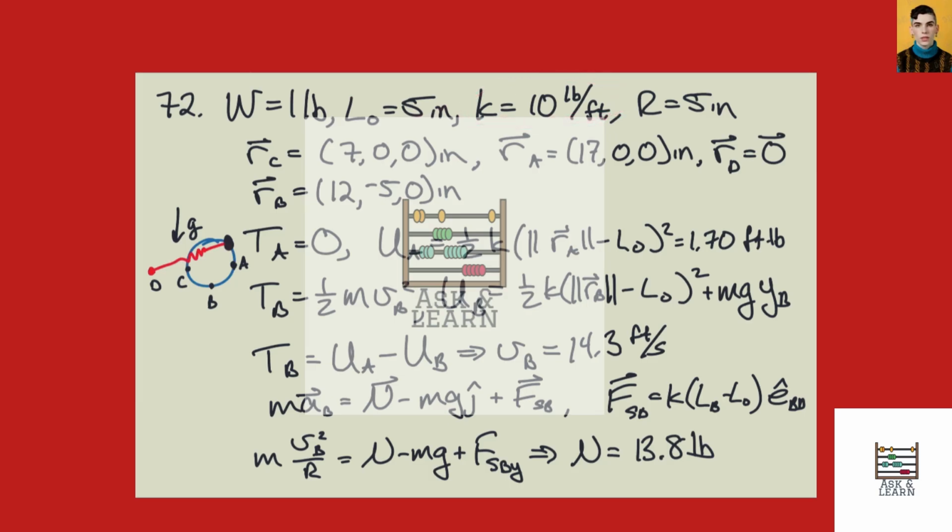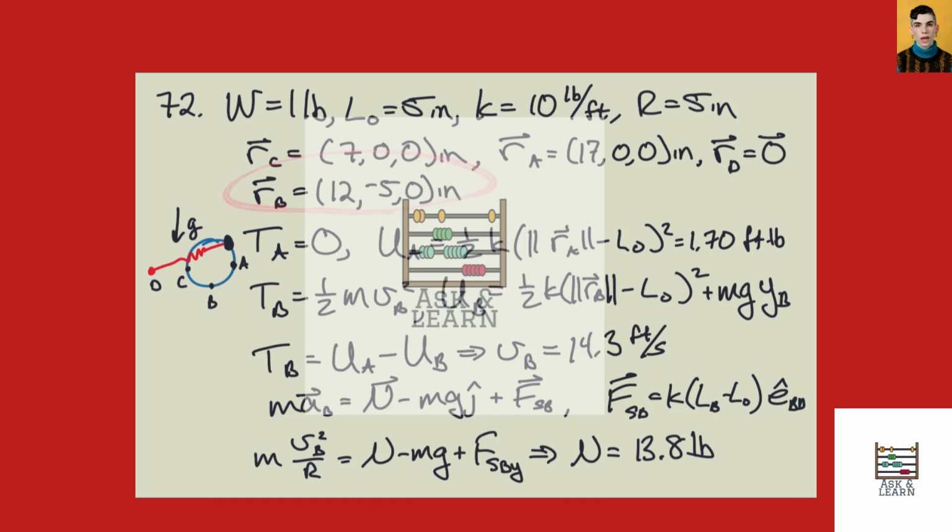The spring constant is 10 pounds per foot. The radius of this ring is 5 inches. We know point C here is 7 inches from point D in the horizontal direction. Point A is then 7 plus twice the radius, 17 inches from point D. And point B down here is 12 inches and then down 5.